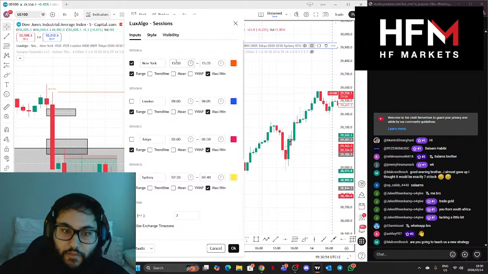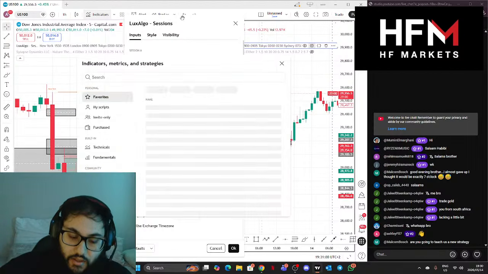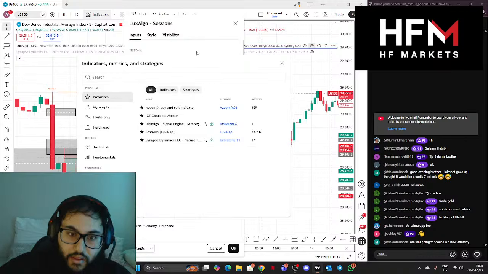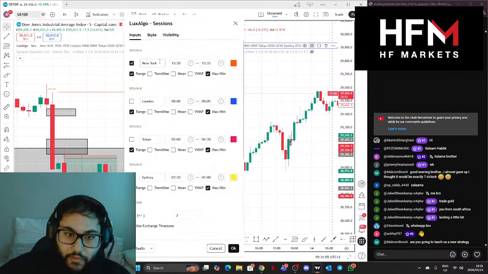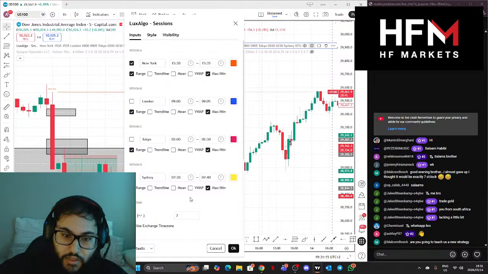New York session 1530 to 1535. Don't worry about these settings here. You can see these are off. You can screenshot the settings here. These are the exact settings that you're gonna be using. So 1530 to 1535. Mark that, you're gonna tick time in range, tick maximum and minimum, and then UTC+2. Tick all of that, all of the ones that you see here, and the UTC+2. Don't worry about all of this.